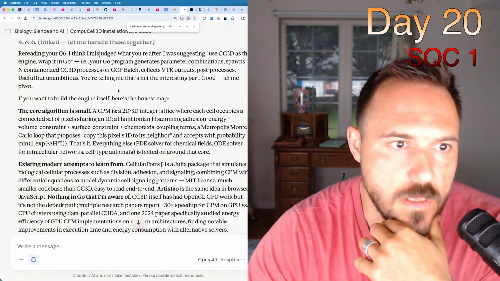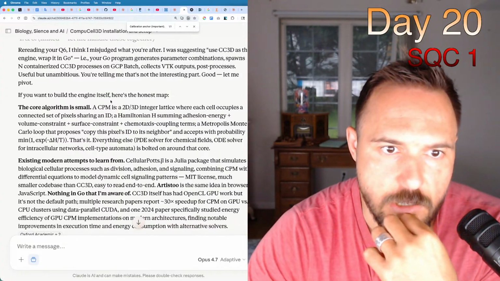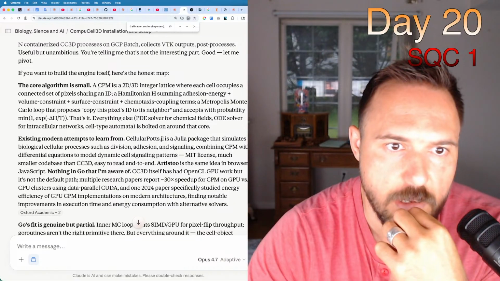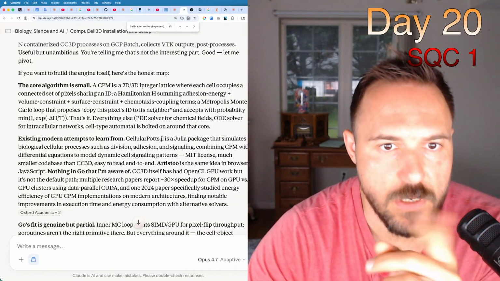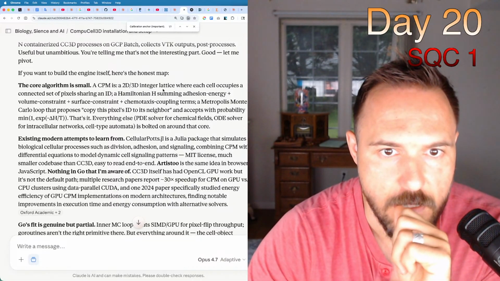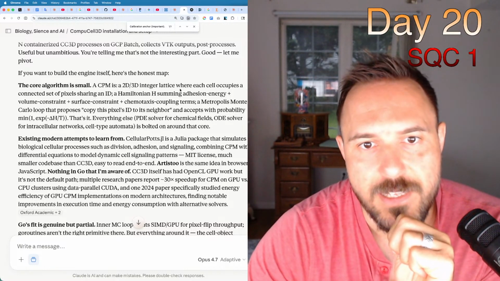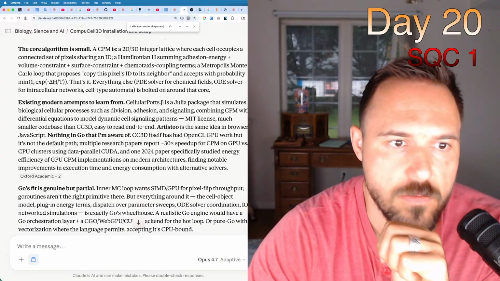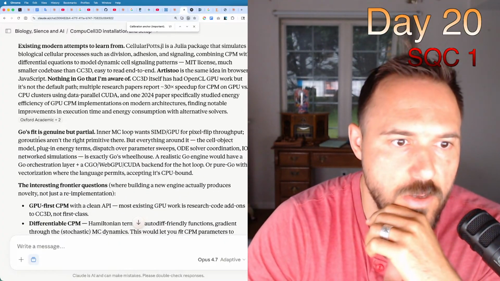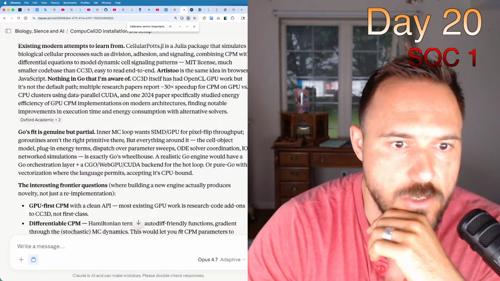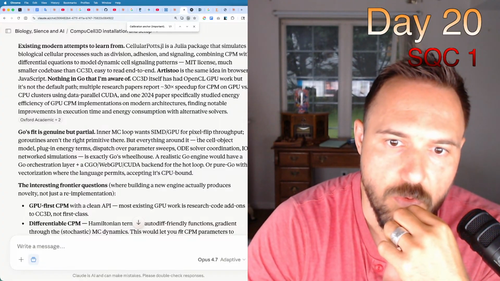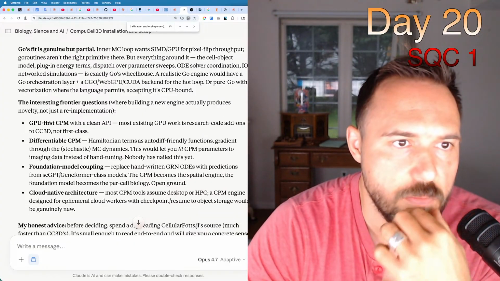Good. Let me pivot. If you want to build the engine itself, here's the harness map. The core algorithm is small. A CPM is a 2D or 3D integer lattice where each cell occupies a connected set of sites. Yeah, I got it. Go is generally fine but partial. The inner MCS loop wants SIMD or GPU for pixel flips. Yeah, I'm not flipping the pixels.